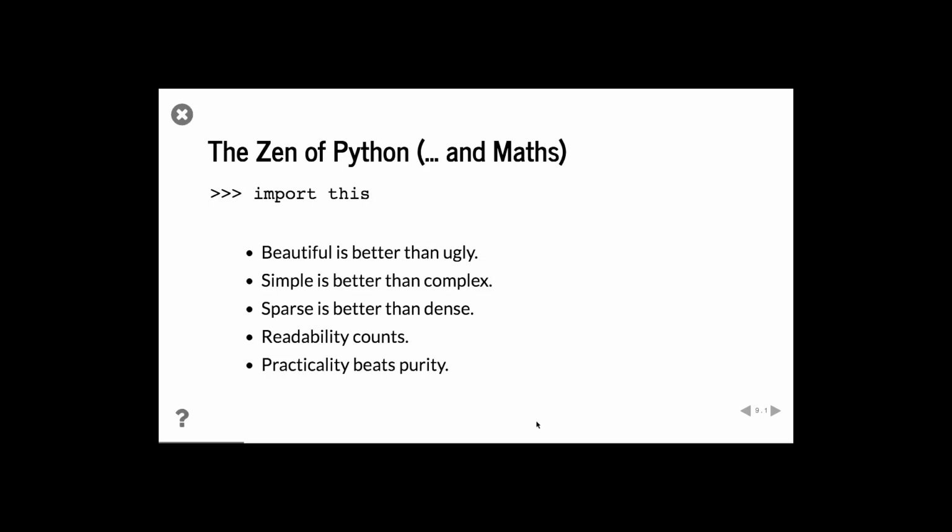But the reason why I've selected these here is because I think that these are some good examples for mathematics as well. If we're doing a proof, we want it to be beautiful and simple rather than ugly and going on for pages and pages. But then at the same time, we don't want to make things too dense because readability counts. Also, I actually studied an applied mathematics degree rather than pure maths, so that last one, practicality beats purity.